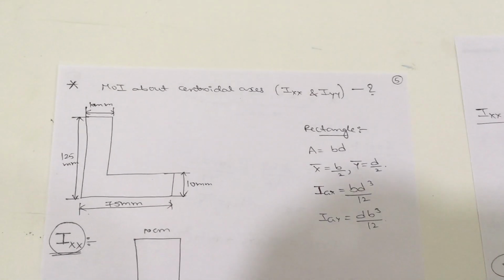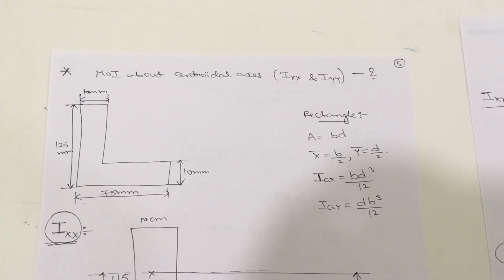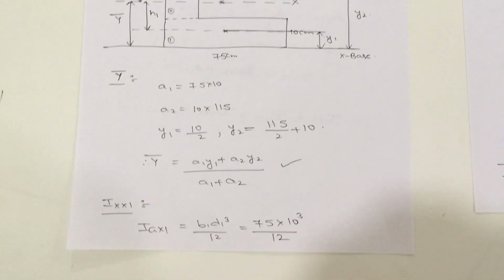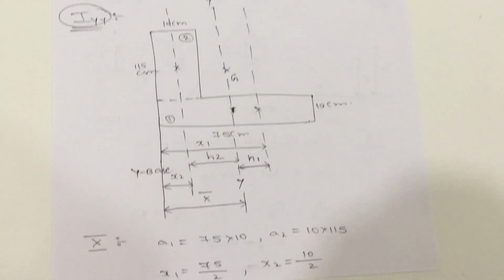Once again, I will show the complete problem. This is the original diagram. We need to calculate moment of inertia about Ixx and Iyy. So first, Ixx calculation part. Next, Iyy calculation part.